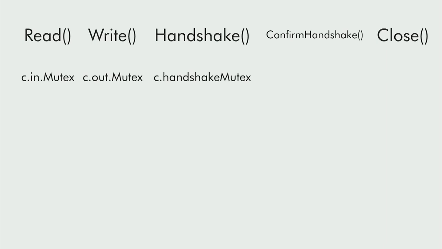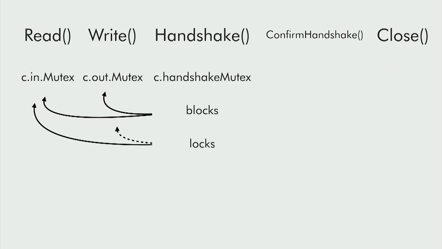You can't interleave records. They would become undecryptable. So you also have to keep in mind that read and write call handshake. So they will block on a handshake when the handshake is not completed yet. And finally, handshake will need to read some data sequentially. So it will need to hold the read lock. And sometimes it will need to hold the write lock because it will need to send some answers.